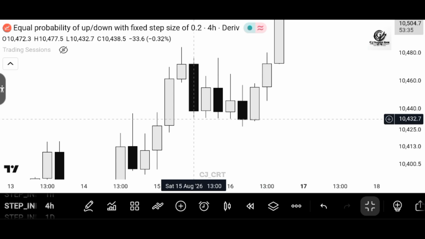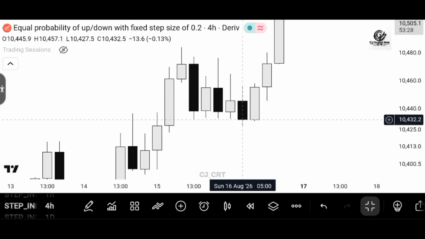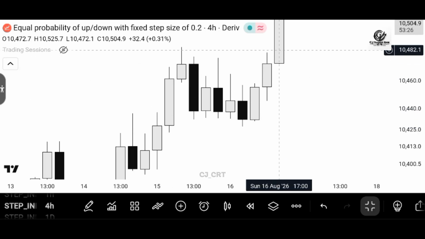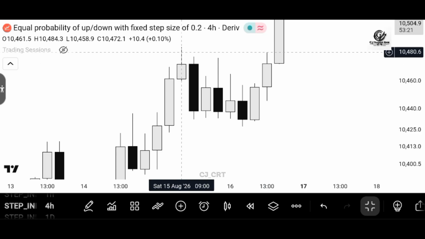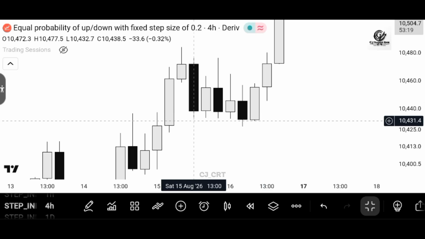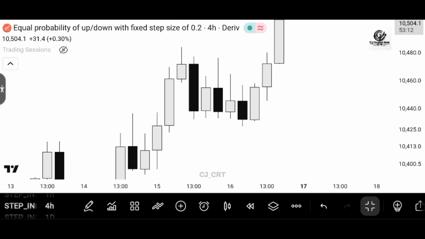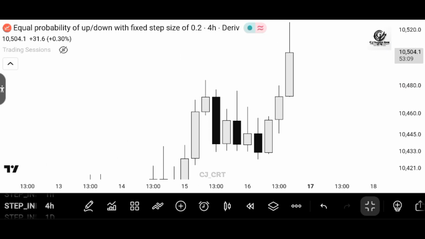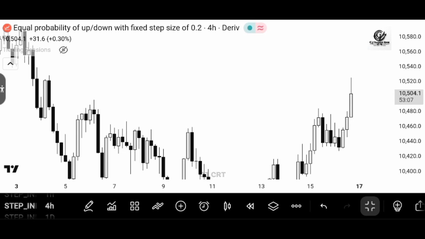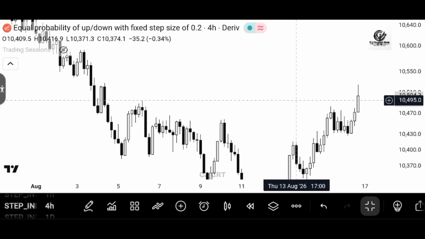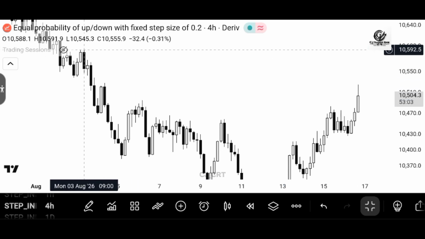But once one of the candle's high or low is broken, then you aim for the opposite direction. And in this case, the market took out this low and my entry was here and I aimed for this high. I'm expecting, because of trend, I'm expecting it to get to higher levels.